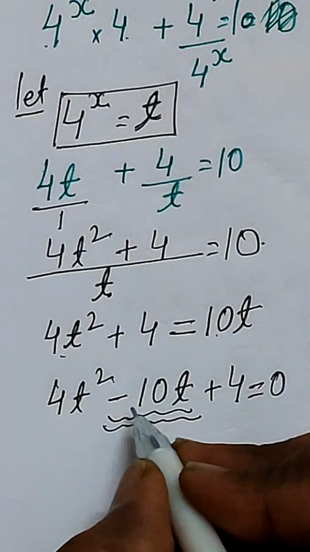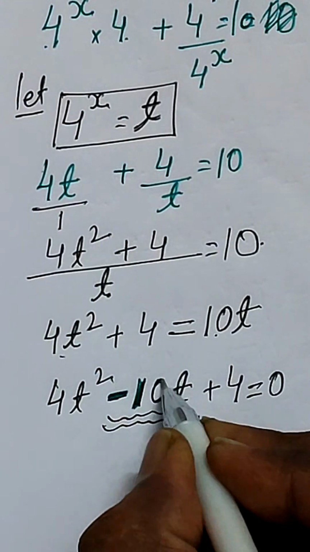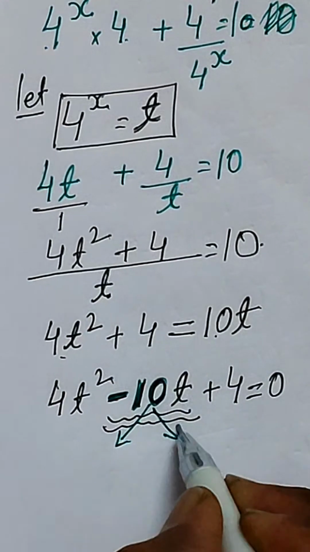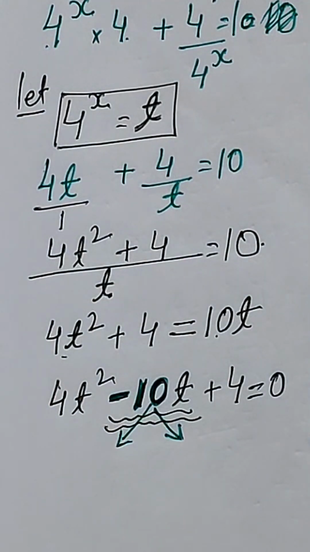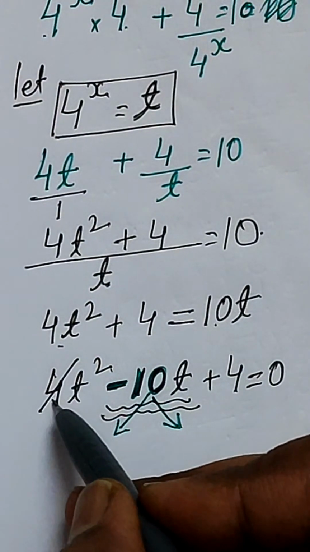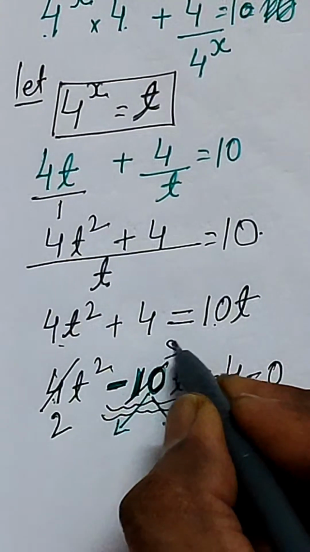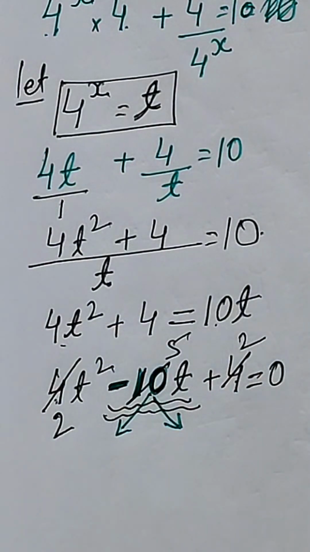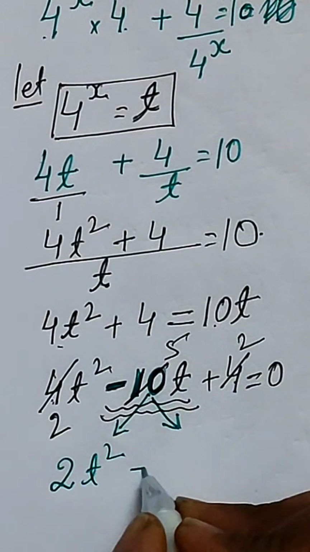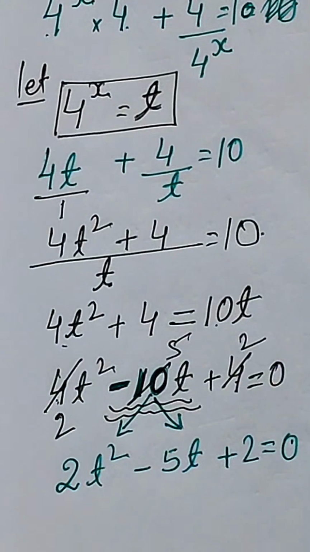Now, split this middle term. Minus 10 is there. Before splitting, we can do one thing: we can reduce this, because all these terms are divisible by 2. 2, 2 are 4; 2, 5 are 10; 2, 2 are 4. Then our equation will reduce to 2t square minus 5t plus 2 is equal to 0, isn't it?